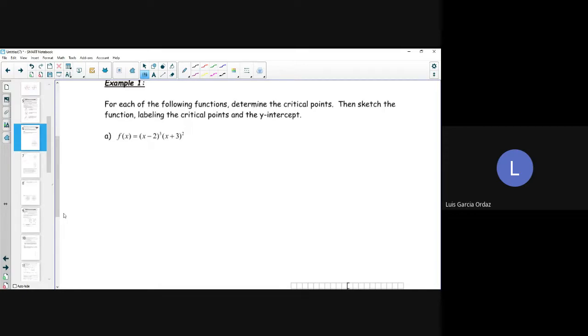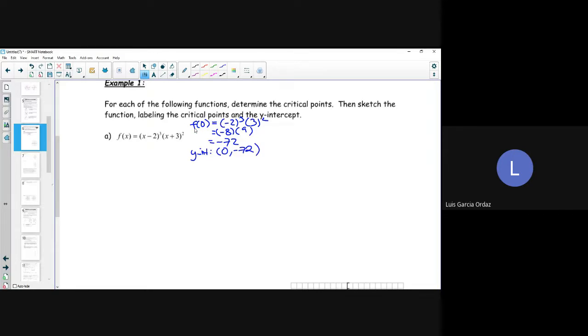So let's get this out of the way. I might as well start with my y-intercept, so let's evaluate f at 0. I get negative 2 cubed times 3 to the power of 2, which is negative 8 times 9, which is negative 72, which means that my y-intercept is at (0, -72). Okay, so we got the y-intercept down.